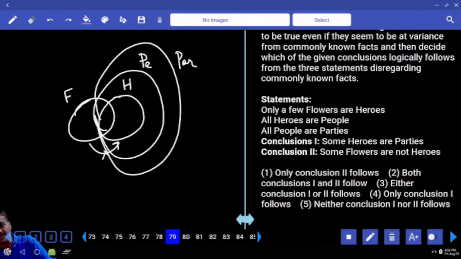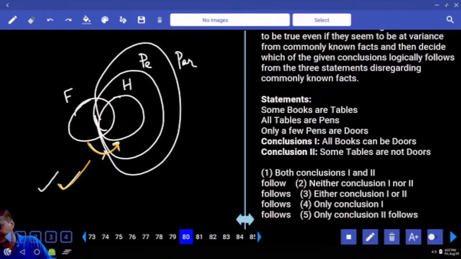Then first, some heroes are parties, definitely true. Some flowers are not heroes is true. To make this one false, now we need to prove all flowers are heroes. Is it possible to bring all flowers are heroes? No. Because only a few flowers, but not all. Hence alternate diagram cannot be drawn. This will be true forever. Then what is your answer? Both 1 and 2. Now both 1 and 2, that is given in choice 2. Clear?